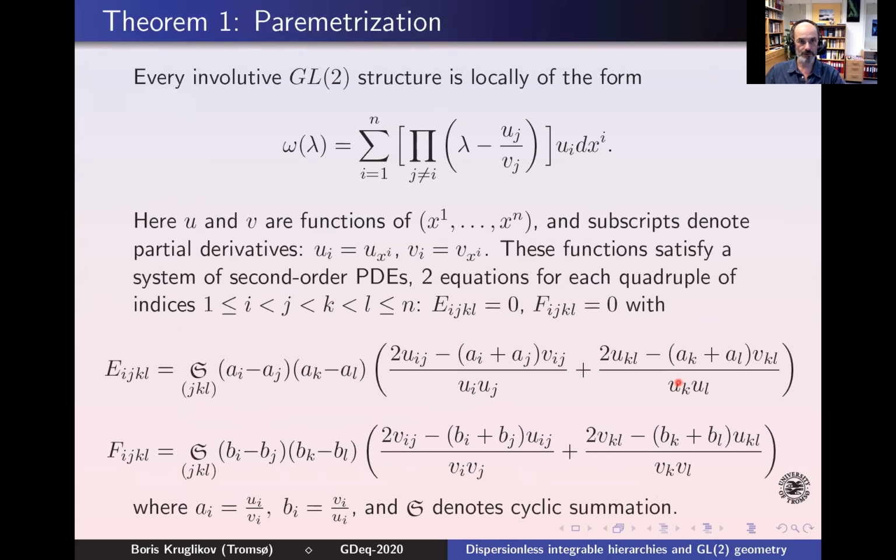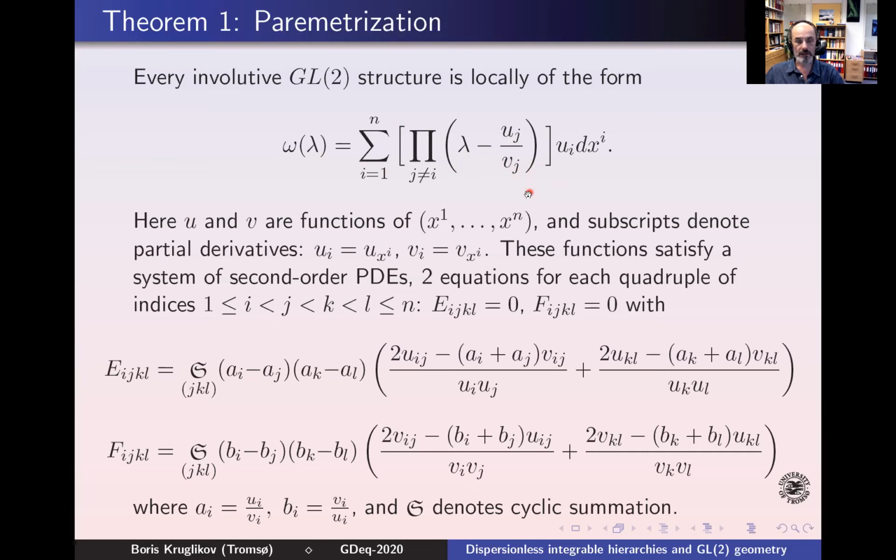Okay, so that's our first theorem: parameterization of all involutive GL2 structures. This is given as follows. Remember that it is some pi_i dx^i, and that's the formula for pi. In this formula we use, of course, the projective parameter lambda, but also two functions u and v of n variables, where u_j is the partial derivative by j, and similarly for v_j. So omega_lambda depends on the first jets of two functions.